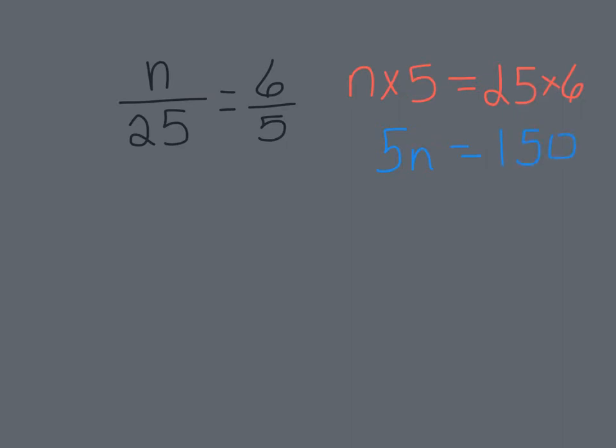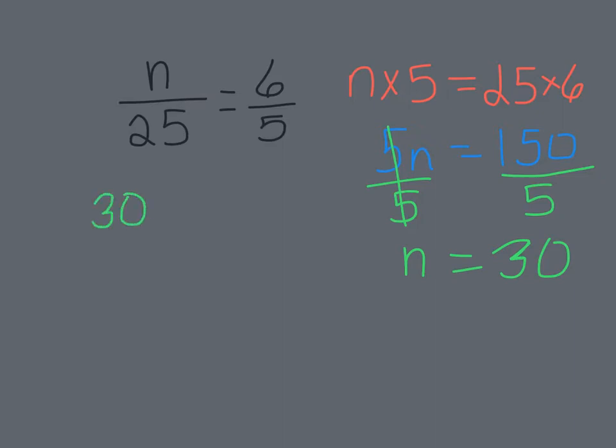Now we have an equation to solve. 5n equals 150. Remember, we need to get this n all by itself. So they're multiplying here, so we're going to need to divide. We divide both sides by 5. That crosses out, and we're left with the n by itself. Then we also divide this side by 5. 150 divided by 5 equals 30. So n equals 30.